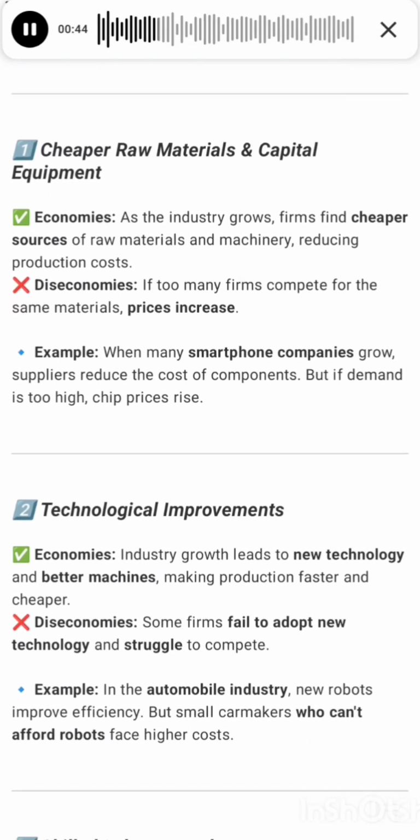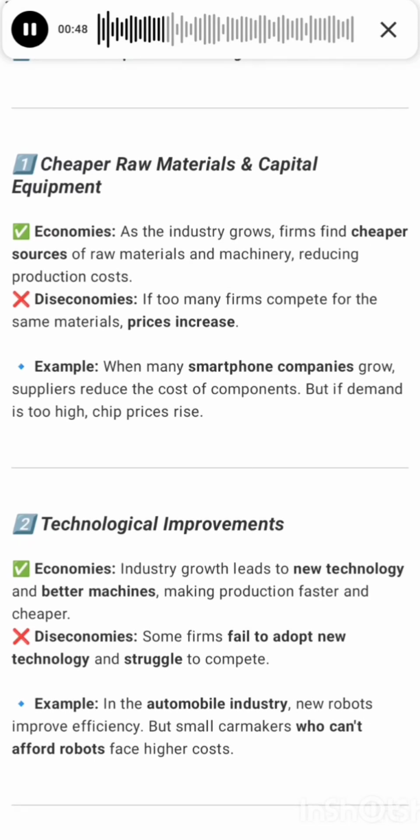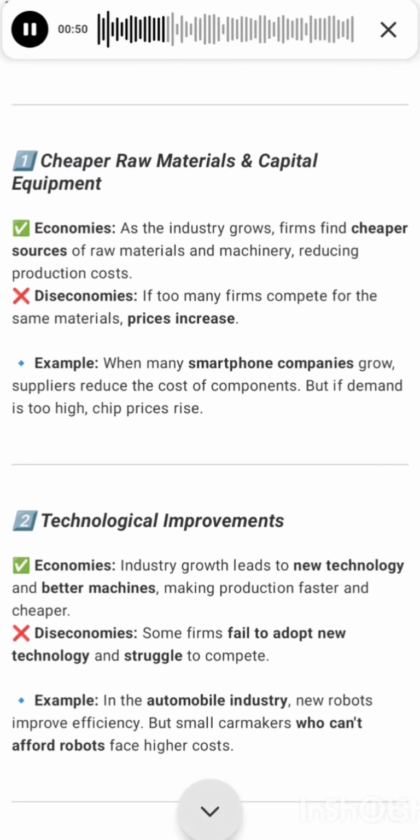1. Cheaper raw materials and capital equipment. Economies: as the industry grows, firms find cheaper sources of raw materials and machinery, reducing production costs. Diseconomies: if too many firms compete for the same materials, prices increase. Example: when many smartphone companies grow, suppliers reduce the cost of components. But if demand is too high, chip prices rise.